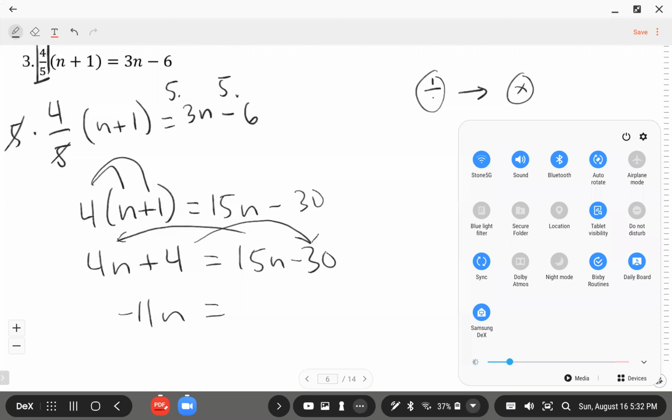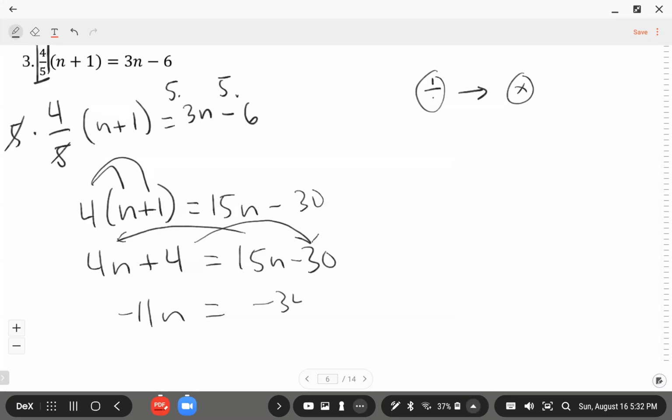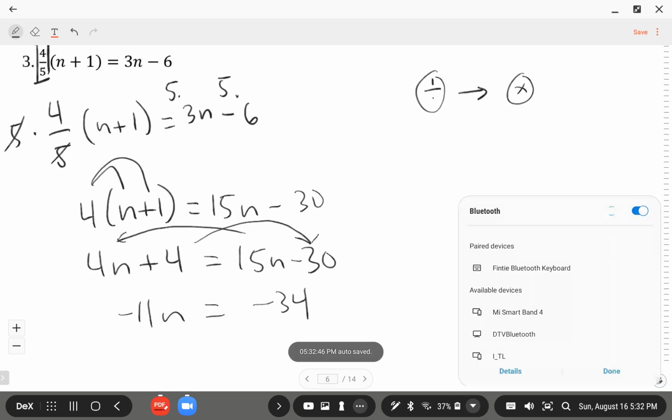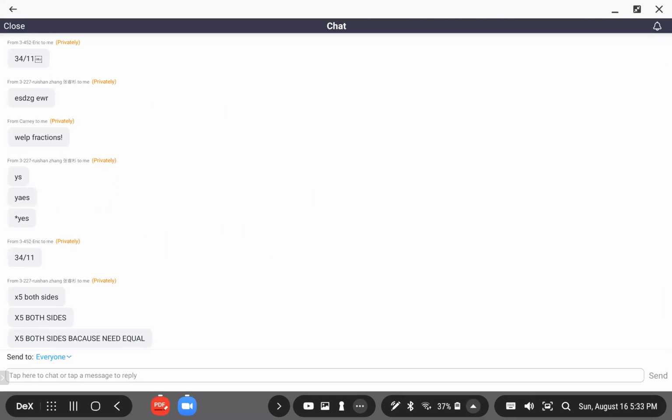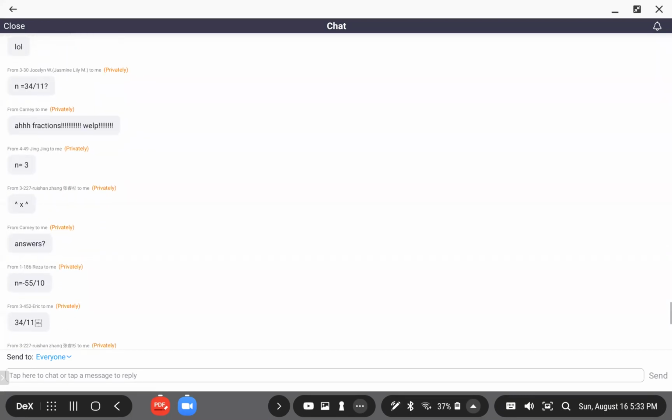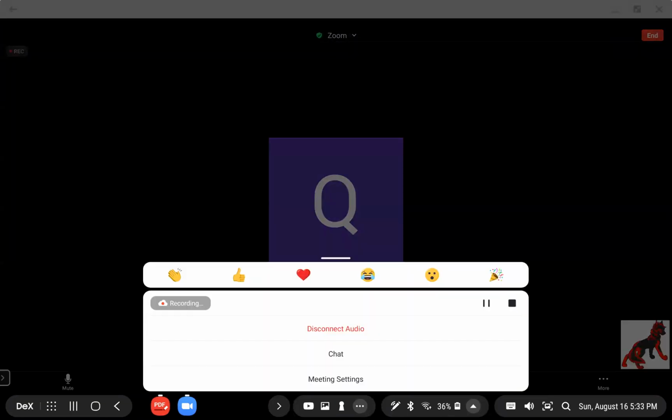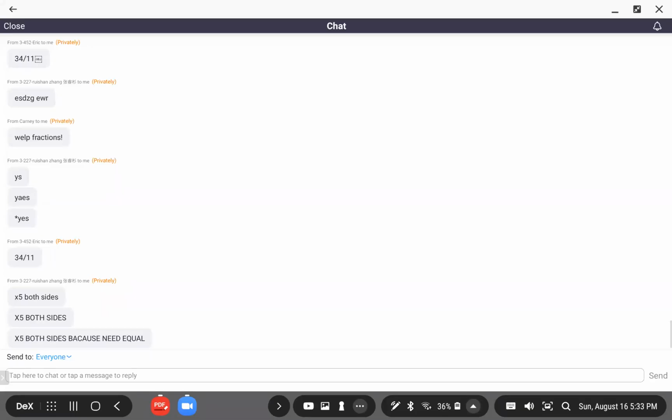And then we just have to divide both sides by negative 11, right? We get n equals negative 34 divided by negative 11, which just simplifies to 34 over 11. Okay? So 34 over 11. Does everybody get it?